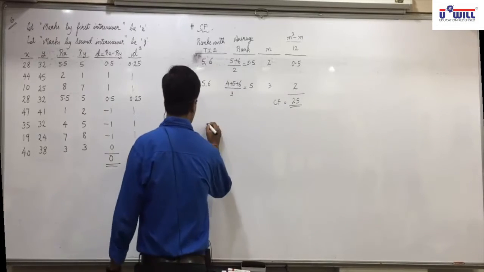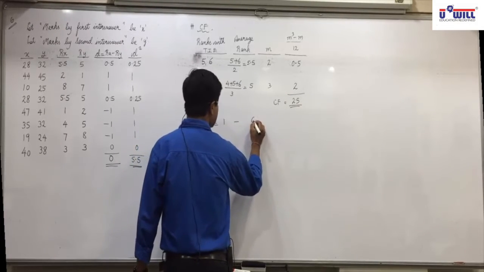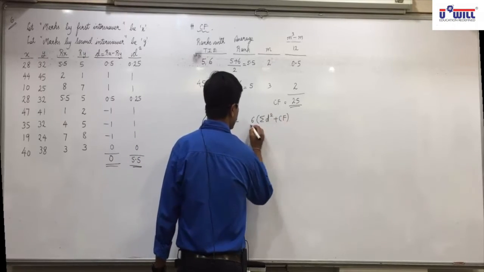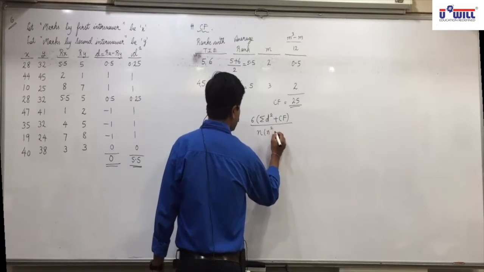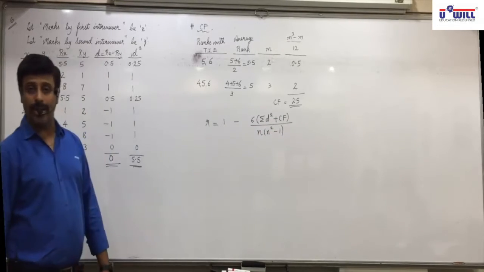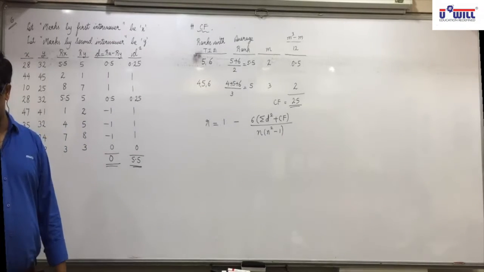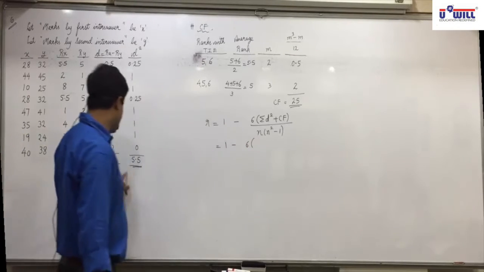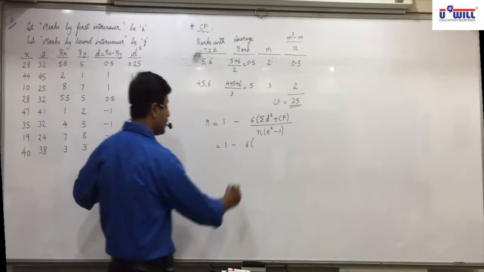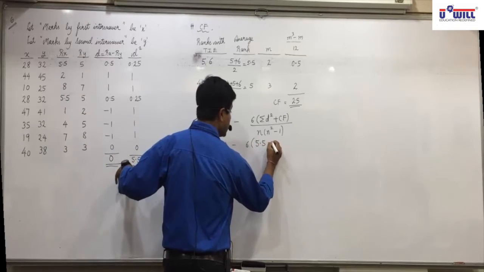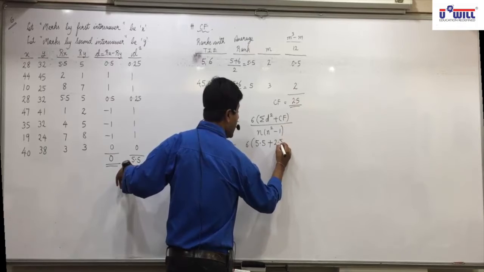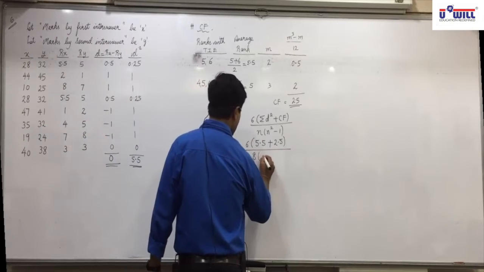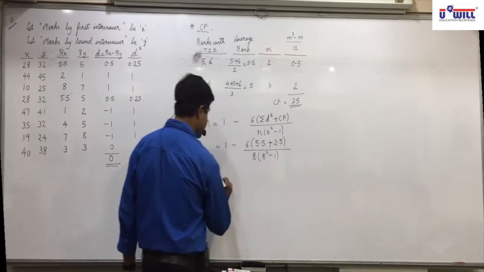Yes, further, R equals 1 minus 6. Now the formula will change. In bracket, sigma d square plus Cf, upon n into n square minus 1. Okay? Did anyone write the formula? Now 1 minus 6. What will we write in sigma d square? 5.5. Divyaji. Plus correction factor 2.5. Upon how many observations are there? 8. 8 into 8 square minus 1.